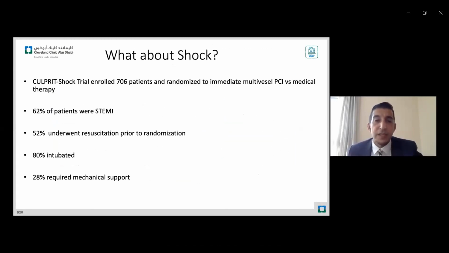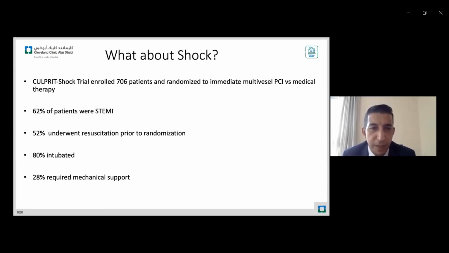So what about if your patient presents with shock? So what do we do with shock? One of the rationales could be that in a patient in more severe shock, you're more likely to open up the other vessels to improve blood flow to try to get them better. And that's what the CULPRIT-SHOCK trial, which is a very nicely done trial, was done to address.